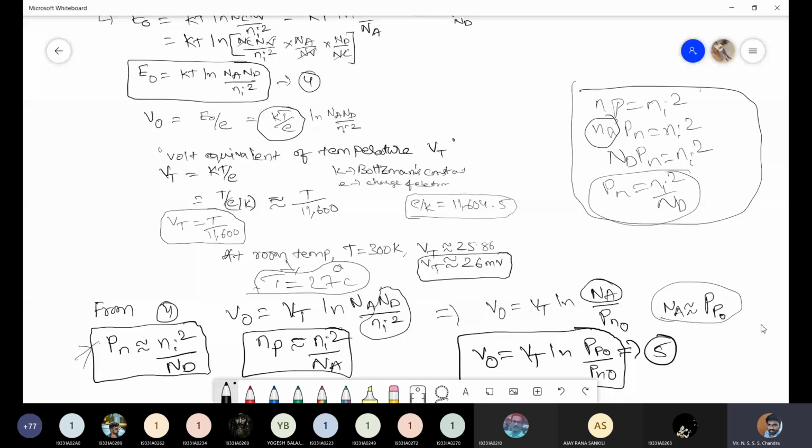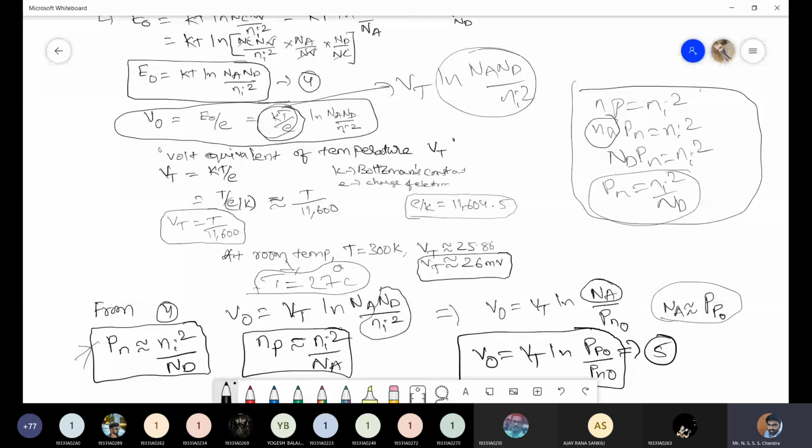Where you still have this entire term: V0 is equal to kT by e log (Na Nd by ni square). This term only I am representing with Vt. So it becomes Vt log (Na Nd by ni square). You still have this logarithm term. It is not lost. I'm only representing, instead of writing three terms, with a single term called Vt.